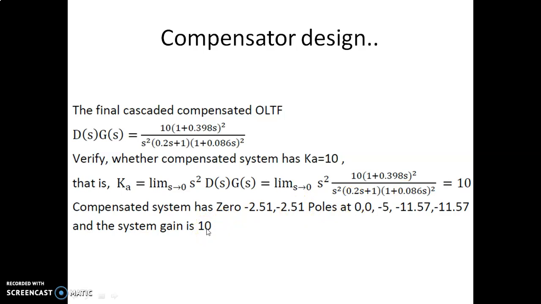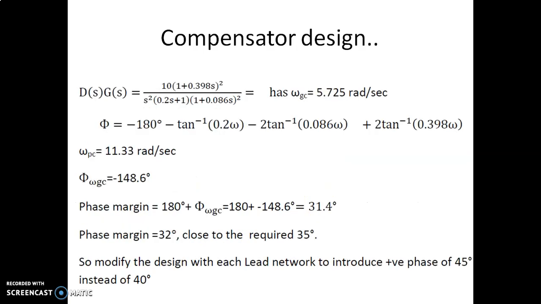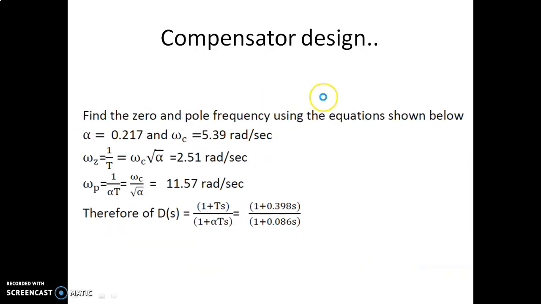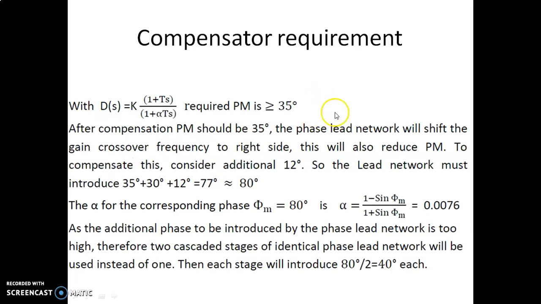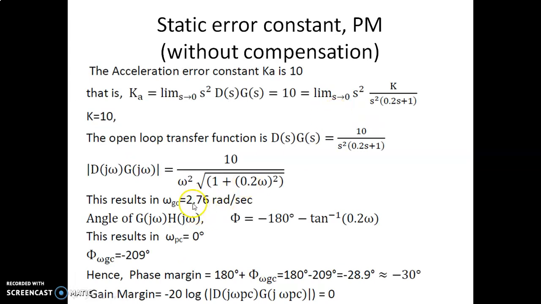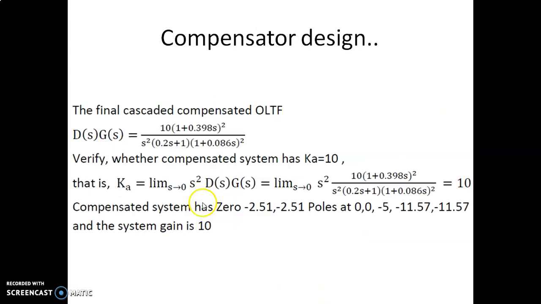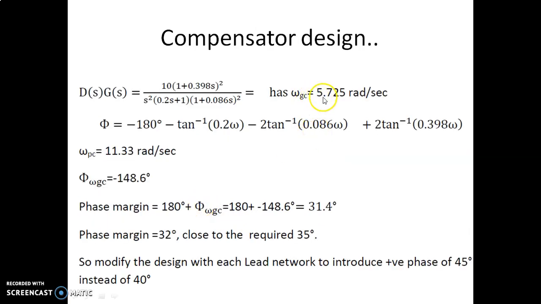So with these specifications, if you find the phase margin of the system, of course omega g is shifted from the original frequency. Earlier, before compensation, the frequency was 2.76 radian per second. Now it has been shifted to 5.725. Since it is shifted, you can find omega PC. Omega PC is 11.38 radian per second. You can see it is no more zero because of the addition of these zeros here.